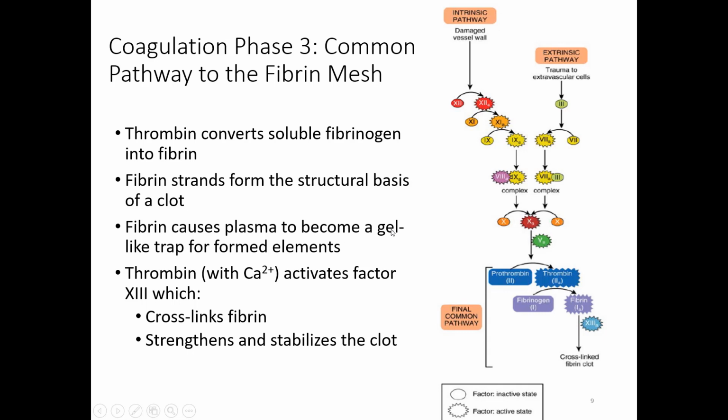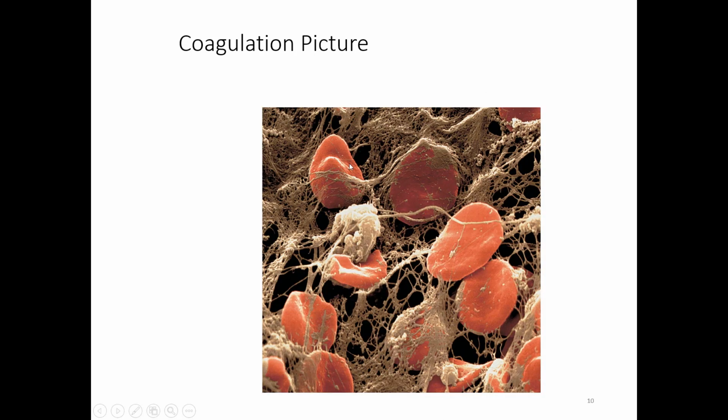So how does blood become a gel? Red blood cells and white blood cells are trapped in that mesh and form a gel. So thrombin, with the help of calcium, activates factor 13, which cross-links fibrin from short into long net chains, and also strengthens and stabilizes the clot.